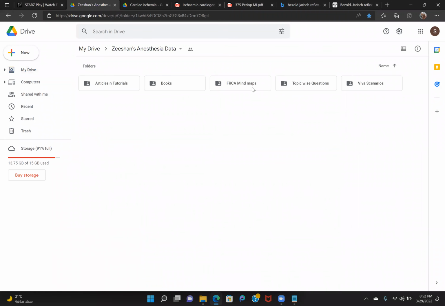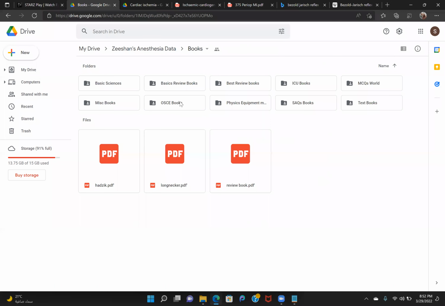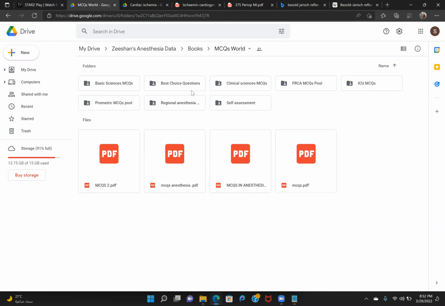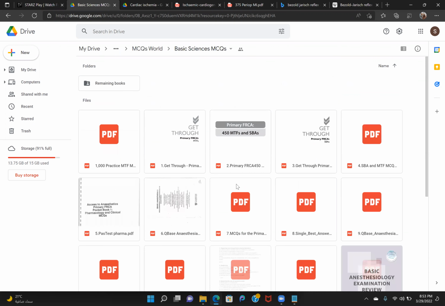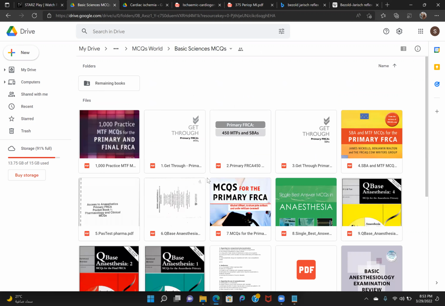So these are the basic ones, because actually the articles I have put in a separate link, year wise and topic wise, but here you can find all the books. There are basic sciences books, review books. Okay, MCQs. In the MCQs world, you will find basic sciences MCQs, best choice MCQs, clinical sciences MCQs, and if you open it, you will find a number of books. Okay, so you can use it like a bank, and you can start with the one I have numbered 1. It is my personal choice.